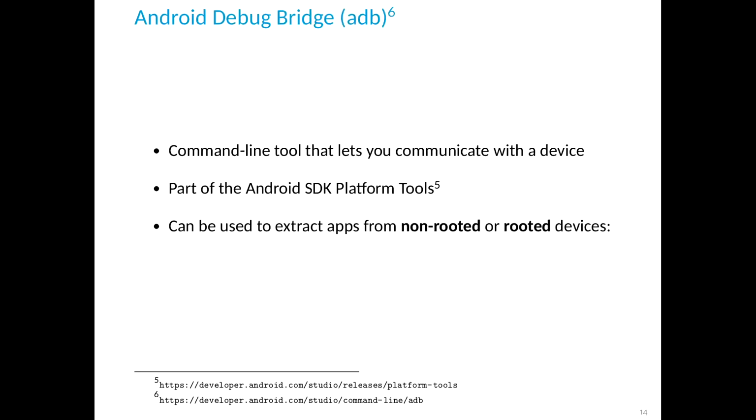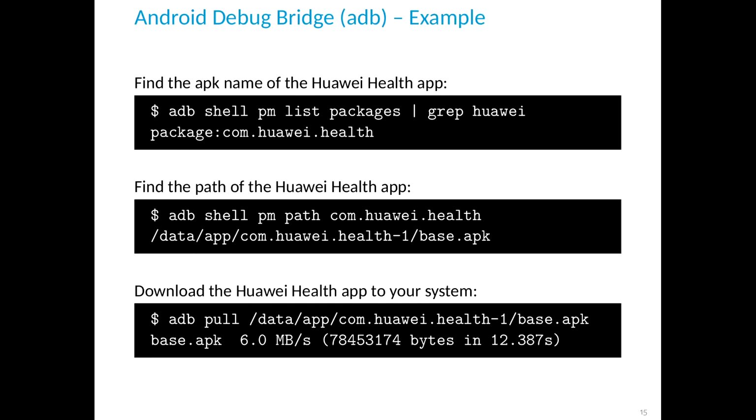Another method is the Android Debug Bridge. This is a command line tool that lets you communicate with your device, and it's part of the Android SDK platform tools. And it can be used to extract the app from non-rooted or rooted devices. In this slide, you can see an example of how I did this for the Huawei Health app. In the first step, you have to find the APK name of the Huawei Health app. Then in the second step, you have to find the path. And afterwards, you can use the adb pull command to download the app to your local system.